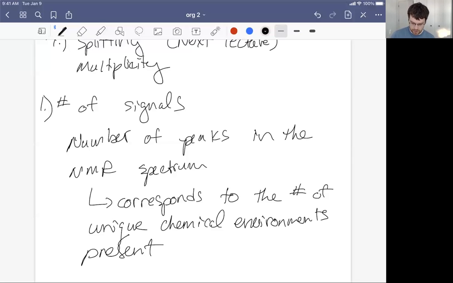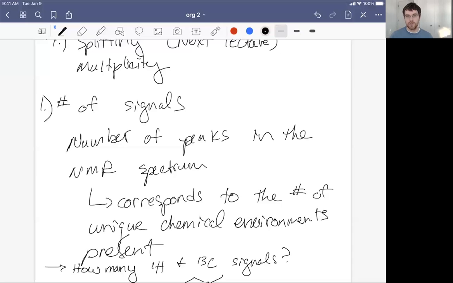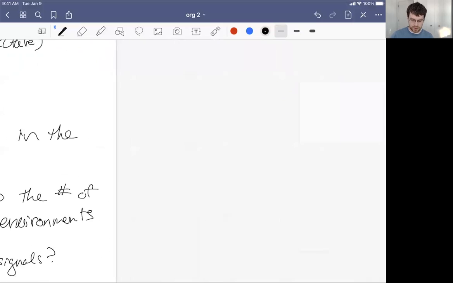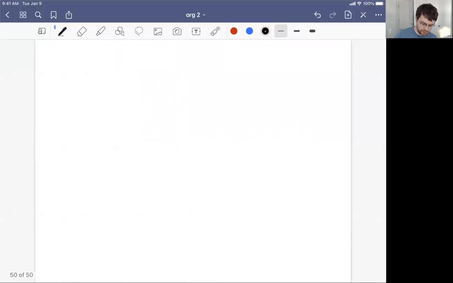What I want you to do is predict how many 1H and C13 signals there would be for the following molecule. I'll wait just a second. We'll head over to the next page, so you can pause it here if you want to work through this. But otherwise, let's look at this molecule in more detail, by drawing maybe the Kekulé structure.